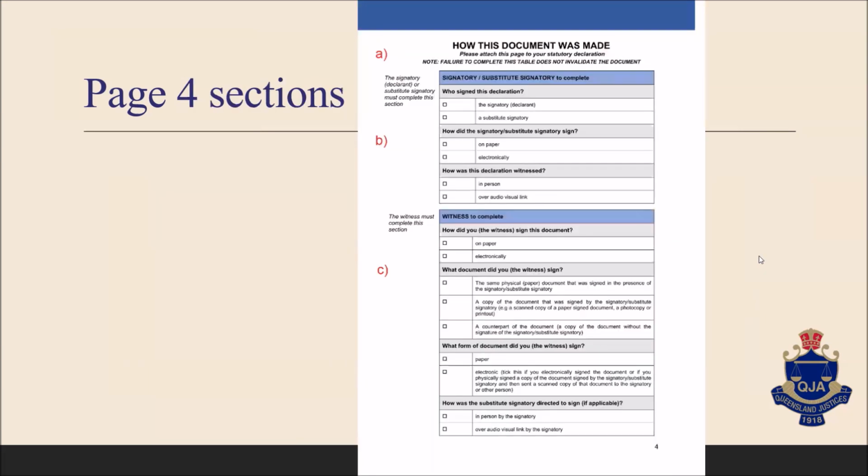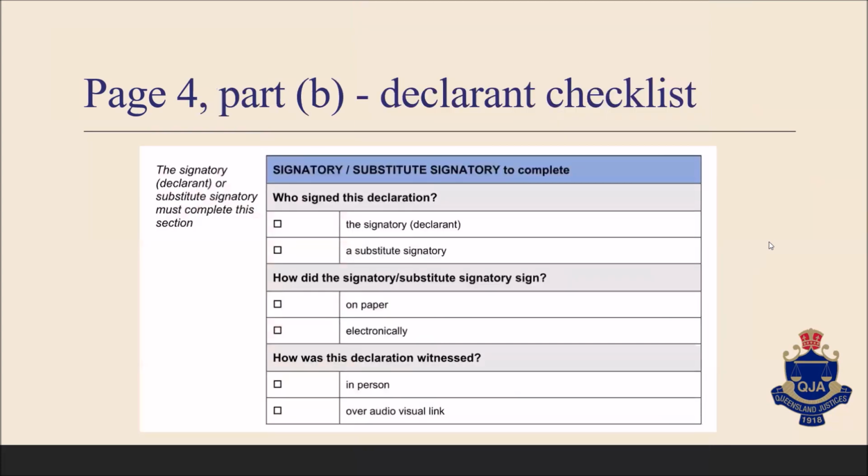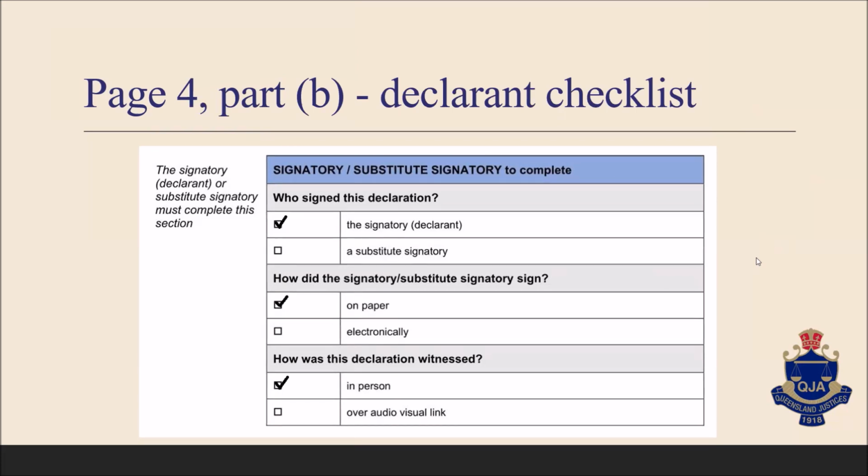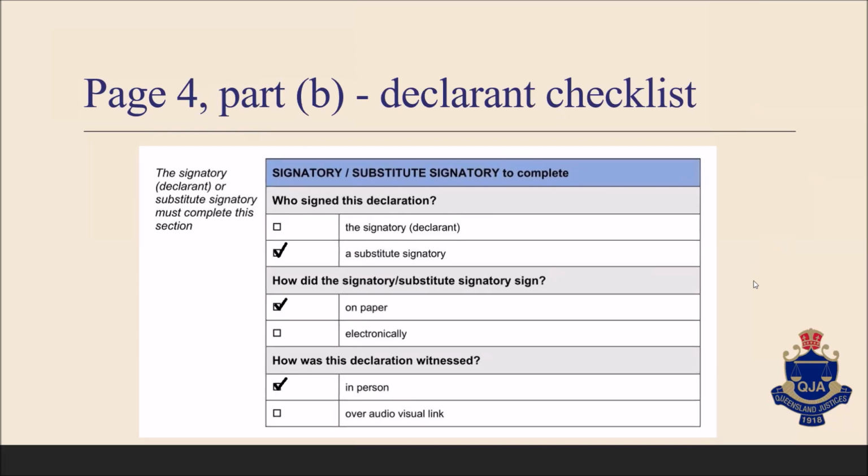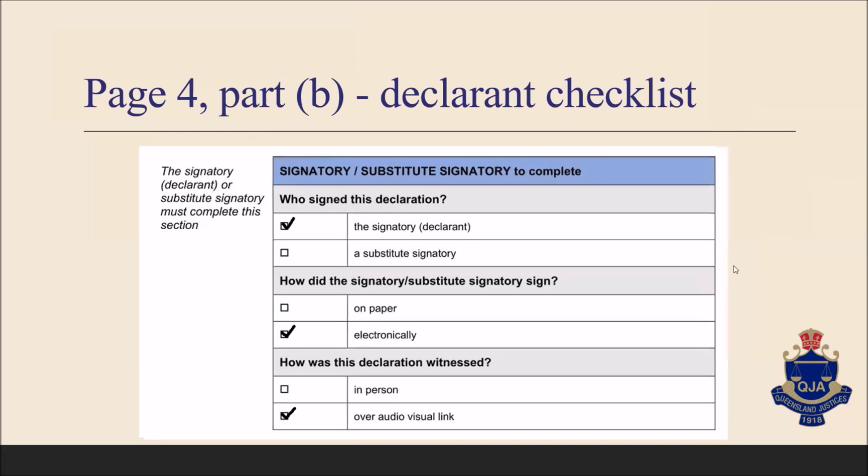Page 4 has 3 sections. We've already spoken about section A, which is the heading. Let's move along to part B, which is the declarant's statement. If the declarant opts to complete it, and remember it is optional, this might look like where the declarant signs the hard copy form. Where a substitute signs for the declarant in a hard copy form, it will look like that. Where the declaration is made electronically, it will look something like that.